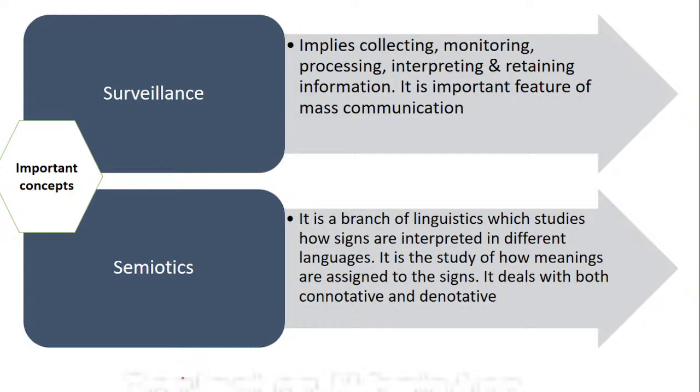Now, apart from that, in certain papers there were some words related to communication, so important concepts. What are those concepts? I'll just clear them out. Surveillance implies collecting, monitoring, processing, interpreting and retaining the information. It is an important feature of mass communication. For example, when YouTube videos are uploaded, there is a clause about any unwanted material where you have to tick an option. The video goes for a scanning. That scanning is actually called surveillance, where the video is monitored and processed in order to see the appropriateness of the content. That is one of the terms which is used in communication.